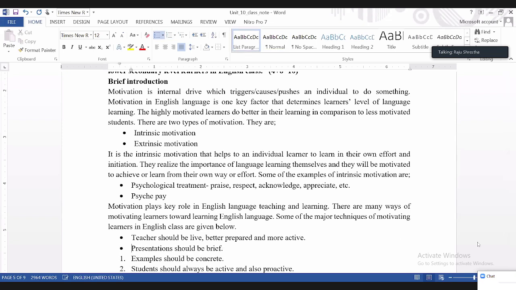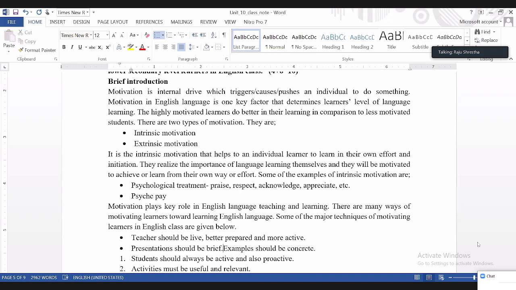So teacher preparation, teacher's presentation, and the examples which he or she provides while teaching determine a lot. So teachers should be live first. जीवन्त हुनु पर्यो. Teachers should be better prepared or बढी तयारी गर्न पर्यो. More active, अझै सक्रिय हुनु पर्यो हैन. And presentation should be brief. Presentation लाई चाहिँ brief बनाउनु पर्छ.